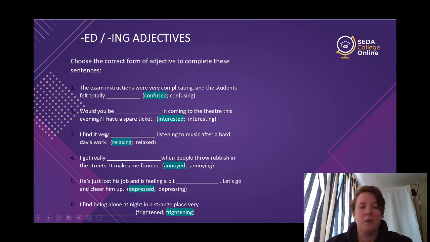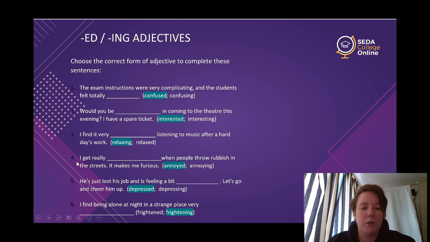Number 2, would you be interested in coming to the theatre this evening? I have a spare ticket. Would you be interested? So that's your feeling. Are you feeling interested to go? Number 3, I find it very relaxing listening to music after a hard day's work. So this is the part where you find listening to music relaxing for you. So it's the activity here.